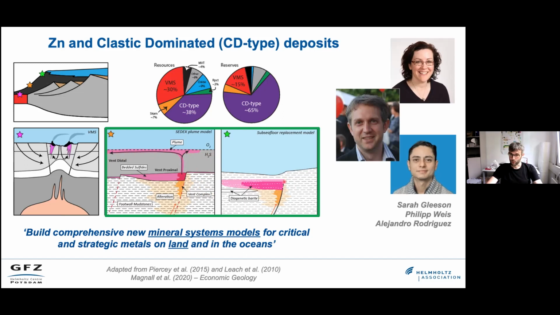And then there are other models that describe similarly fluid upflow along a fault, but then host rock replacement beneath the seafloor, and this can take place during burial diagenesis or even during orogenesis. Together with the colleagues that I'm showing on the right-hand side here, we've been working towards refining these genetic models in order to improve our understanding of where these systems are distributed on land.